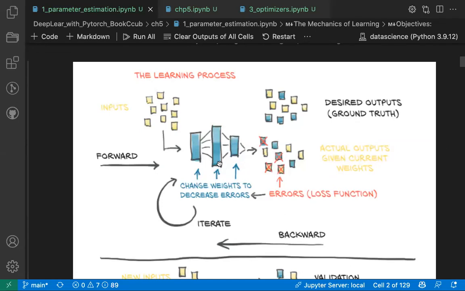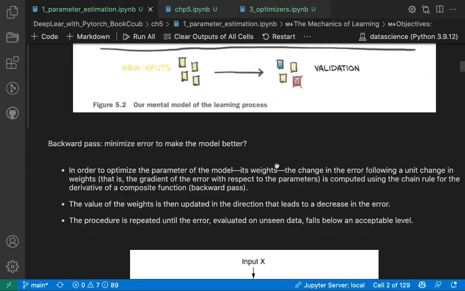Anyone want to add something, any question about the mental model? Any question, or someone going to ask something? Okay, so if there is no question, we can move on.